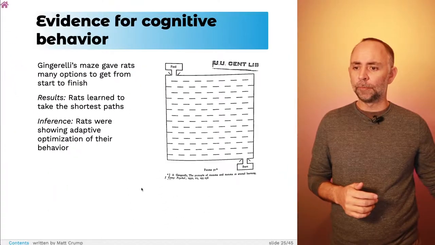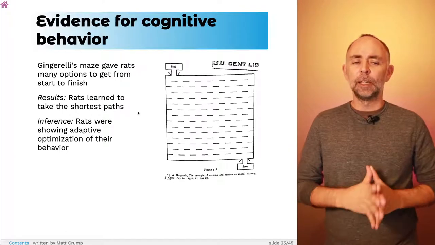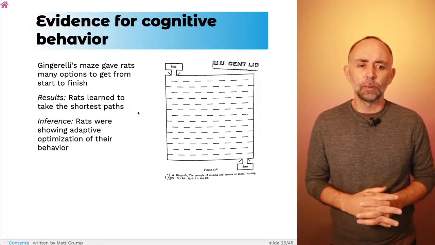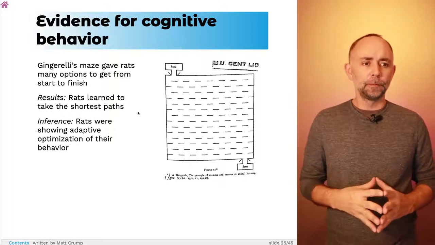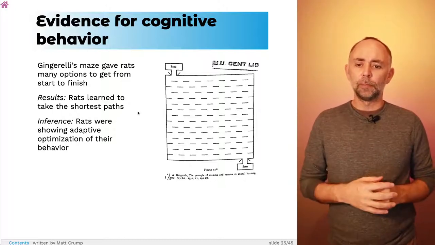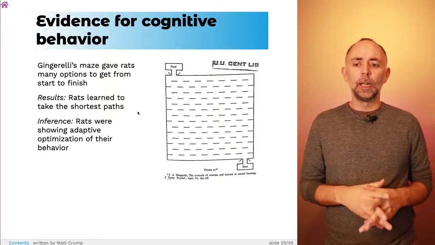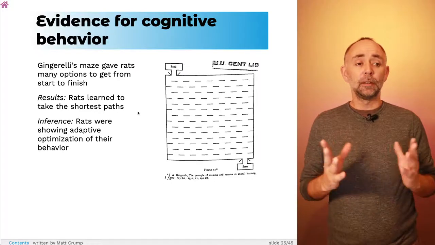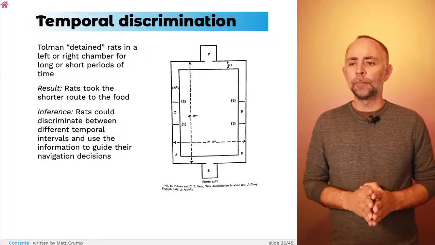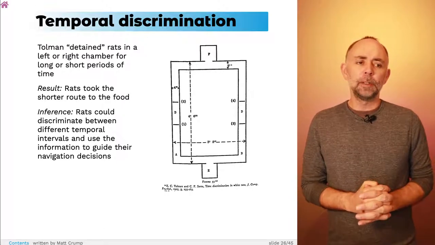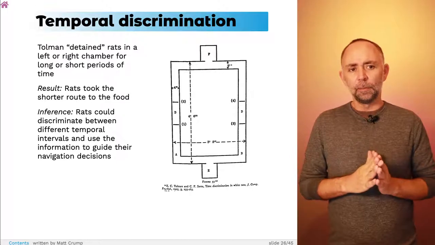What happened was the rats learned to take the shortest paths. And an inference here was that rats were showing adaptive optimization of their behavior. And so Tolman would use evidence like this to say, hey, we need to describe animal behavior at least using cognitive descriptors. Here's another example showing that rats have the ability to make discriminations between different temporal intervals.